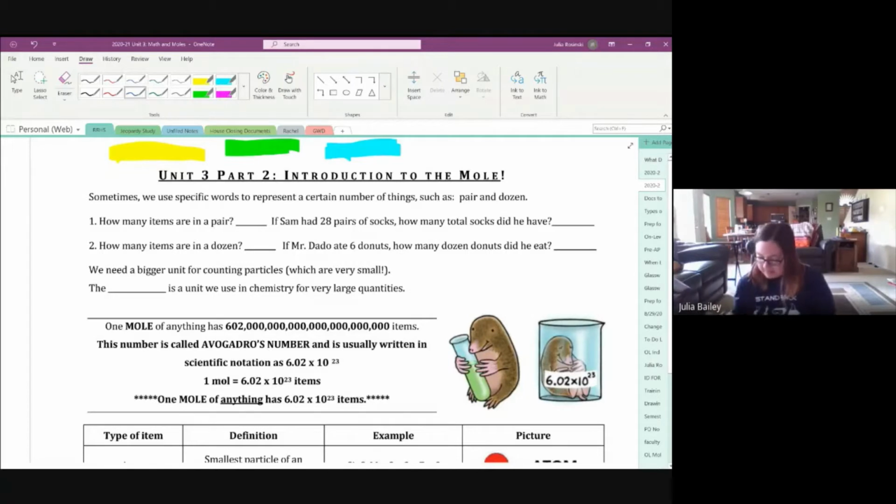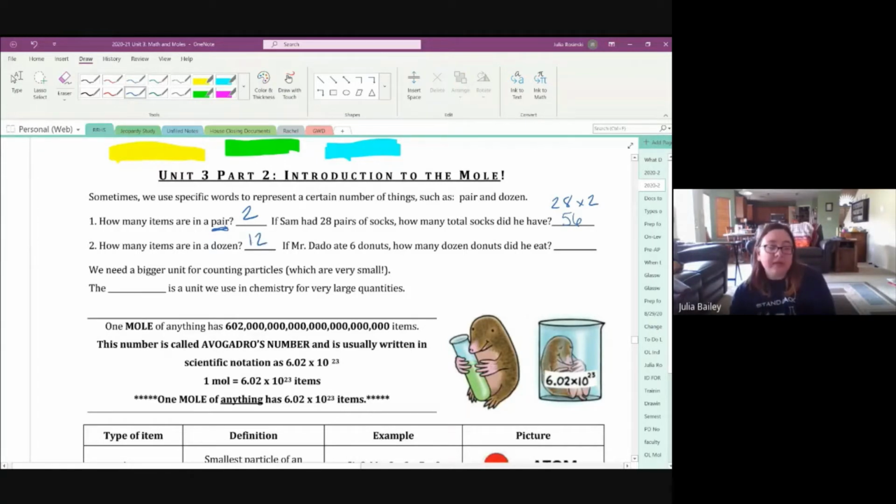Okay, so let's talk about moles. Sometimes we use specific words to represent a certain number of things, such as the word pair or the word dozen. How many items are in a pair? That means two things, right? A pair has two things. So if Sam has 28 pairs of socks, how many total socks does Sam have? 28 pairs times 2 in each pair is 56. How many items are in a dozen? A dozen is 12 of something.